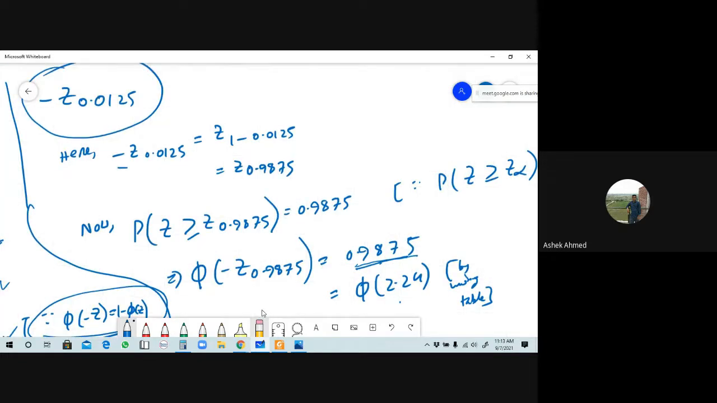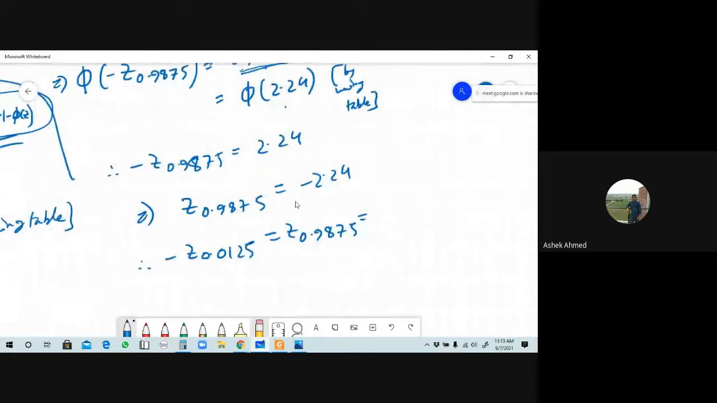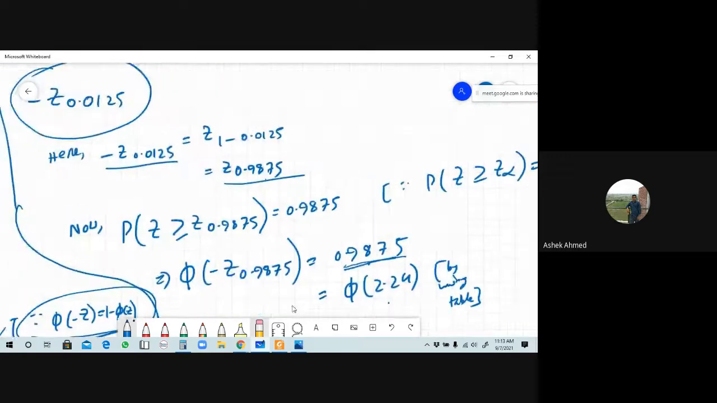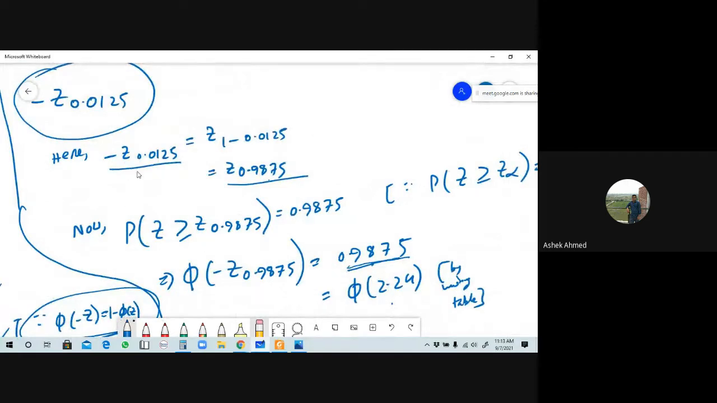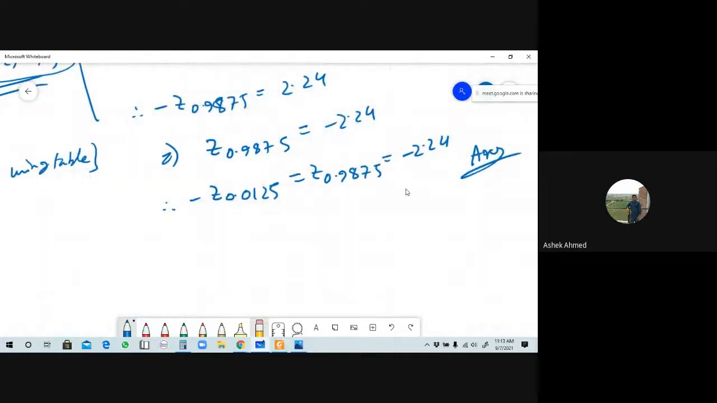This is z suffix 0.0125, this value is z suffix 0.9875, so the corresponding value is also, already we have found here, 2.24. So minus 2.24, so we can write this is minus 2.24, this is our result here. When the question is in negative form, the main work is, when the question is in minus z suffix alpha form, at first you have to convert that minus into plus. After converting, apply the line and find the value. This is a concept for you.